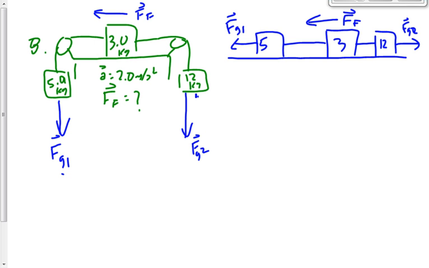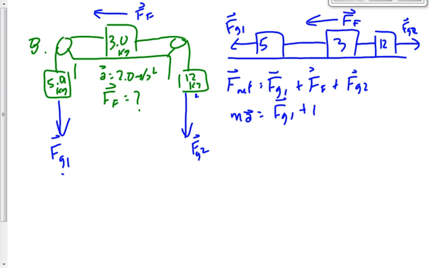All right, let's set it up now. Let's say F net is equal to the sum of the forces. That's FG1 plus FF plus FG2. We've got M times A is equal to the sum of the forces, FG1 plus FF plus FG2. Remember, we're looking for FF.